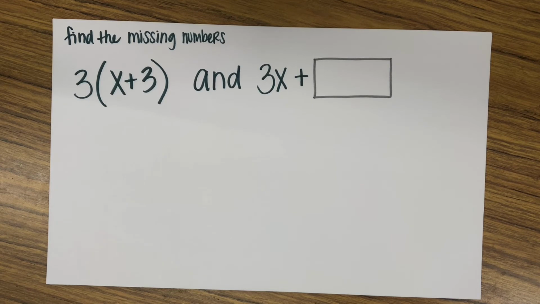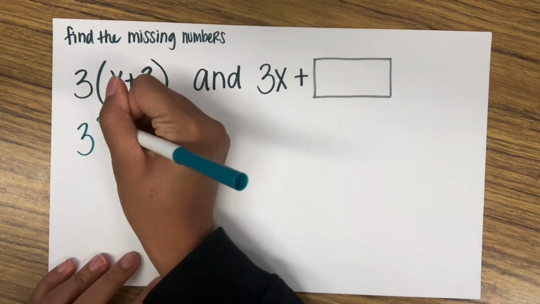1-11, the last lesson for topic 1. Writing equivalent expressions. Find the missing numbers or number. We have 3 parentheses x plus 3 and 3x plus blank. Now it's not being shown to you, but in between this and this is the distributive property that was used.